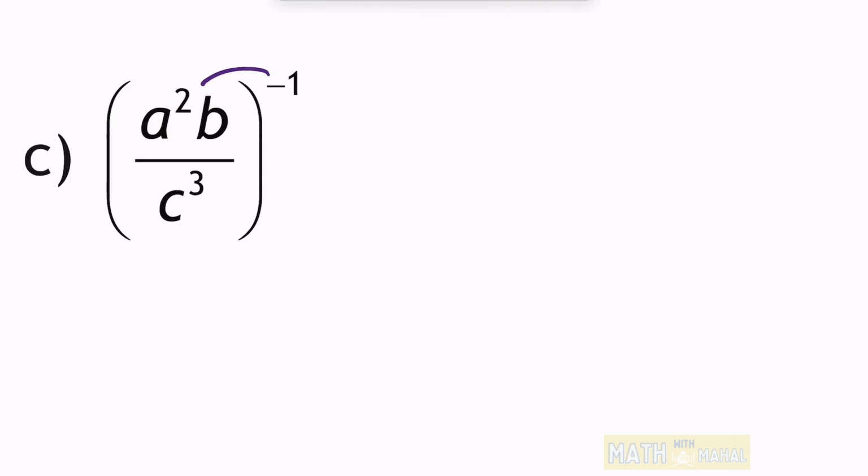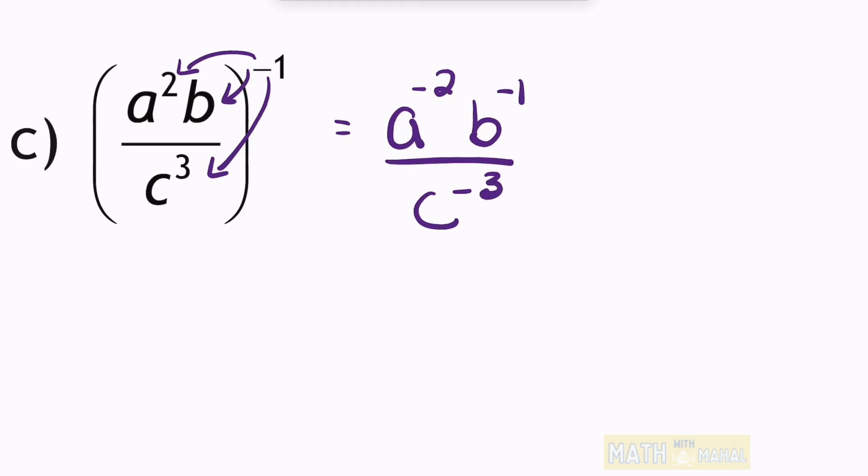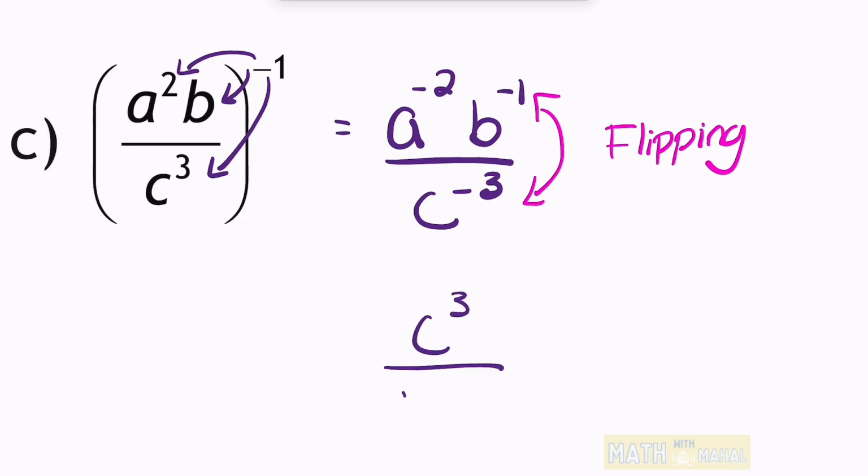Okay, here is one with variables. So we're still gonna do the same thing. We're going to distribute everything. So that leaves me with a to the power of negative 2, b to the power of negative 1, and c to the power of negative 3. Now again, we only want positive exponents, so we can take the reciprocal of each by flipping it. And that's gonna get me the following.